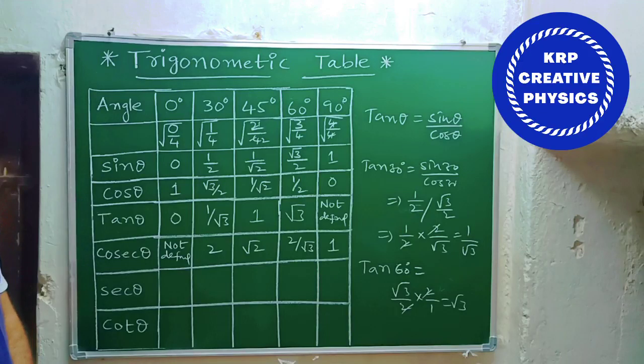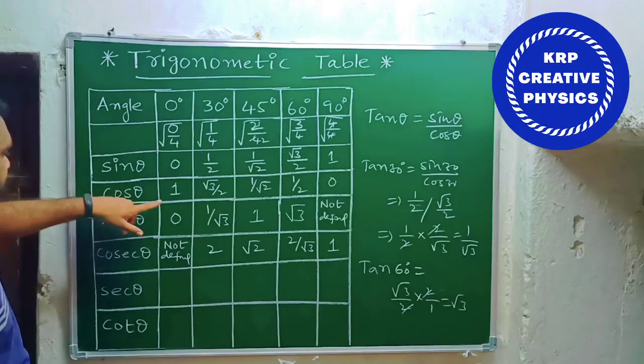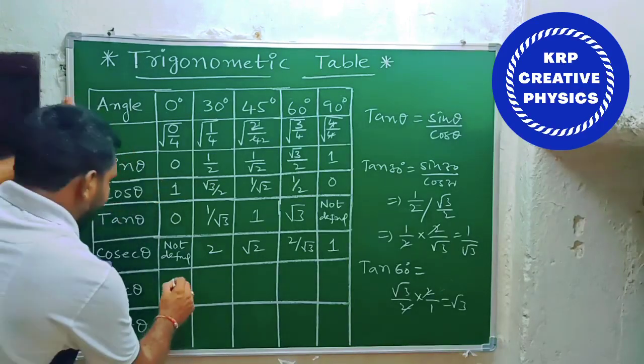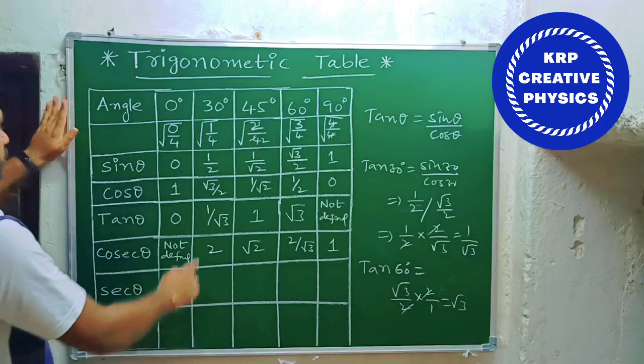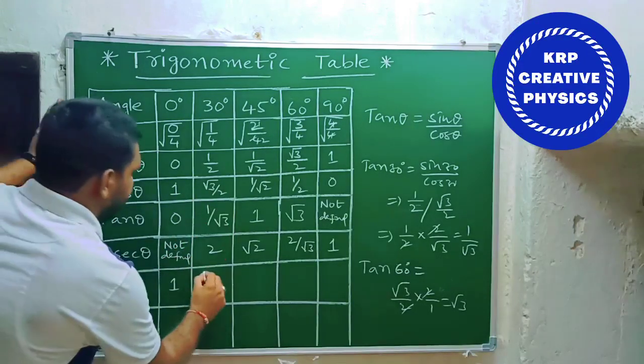So next, if we consider sec theta. Sec theta is the reciprocal of cos theta. So now we need to find the values of the reciprocals of cos theta. So here what do we have? Cos 0, 1. The reciprocal of 1 is what here? The reciprocal of 1 is 1 only. 1 by 1, 1. Okay. So here cos 30 equal to root 3 by 2. So the reciprocal of root 3 by 2 is what? 2 by root 3.